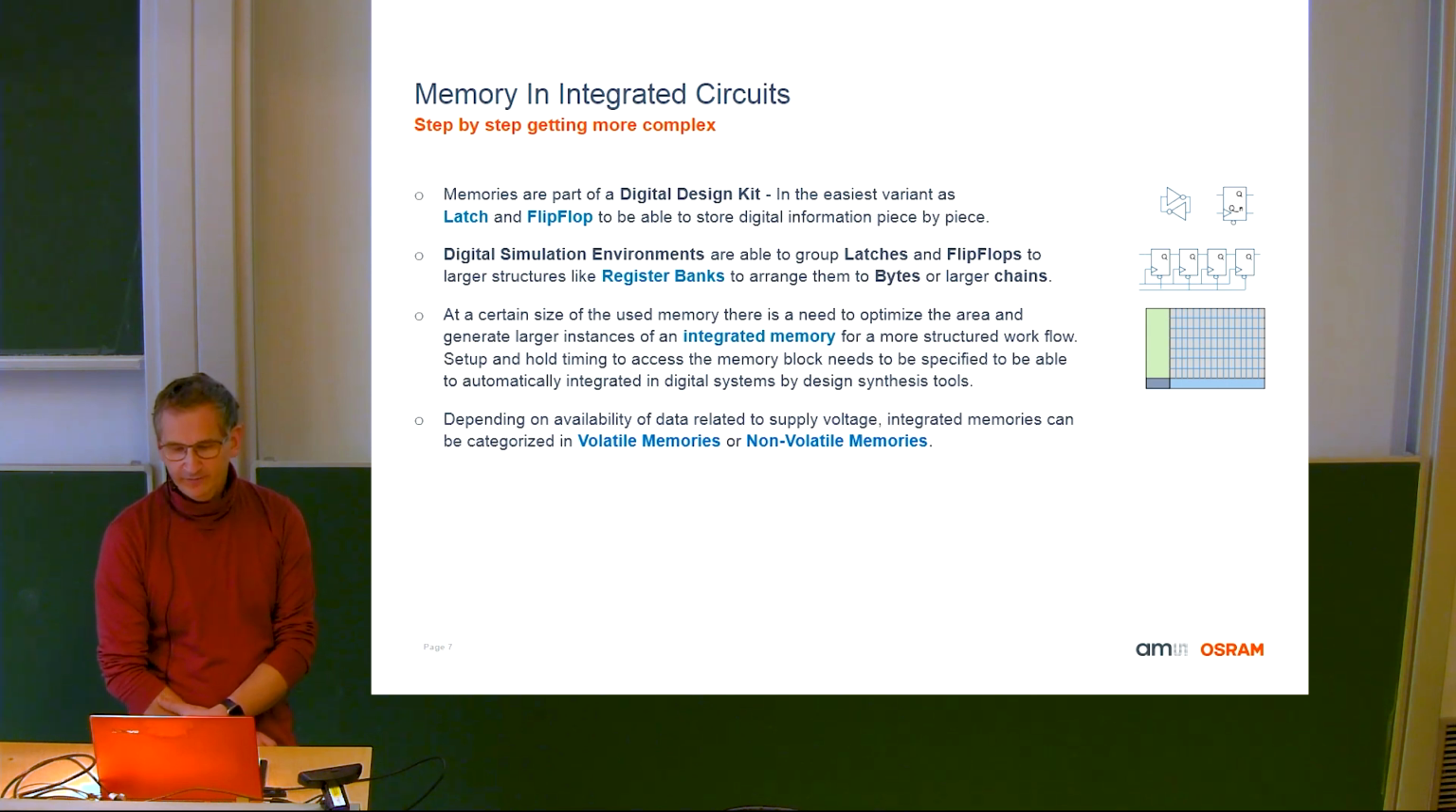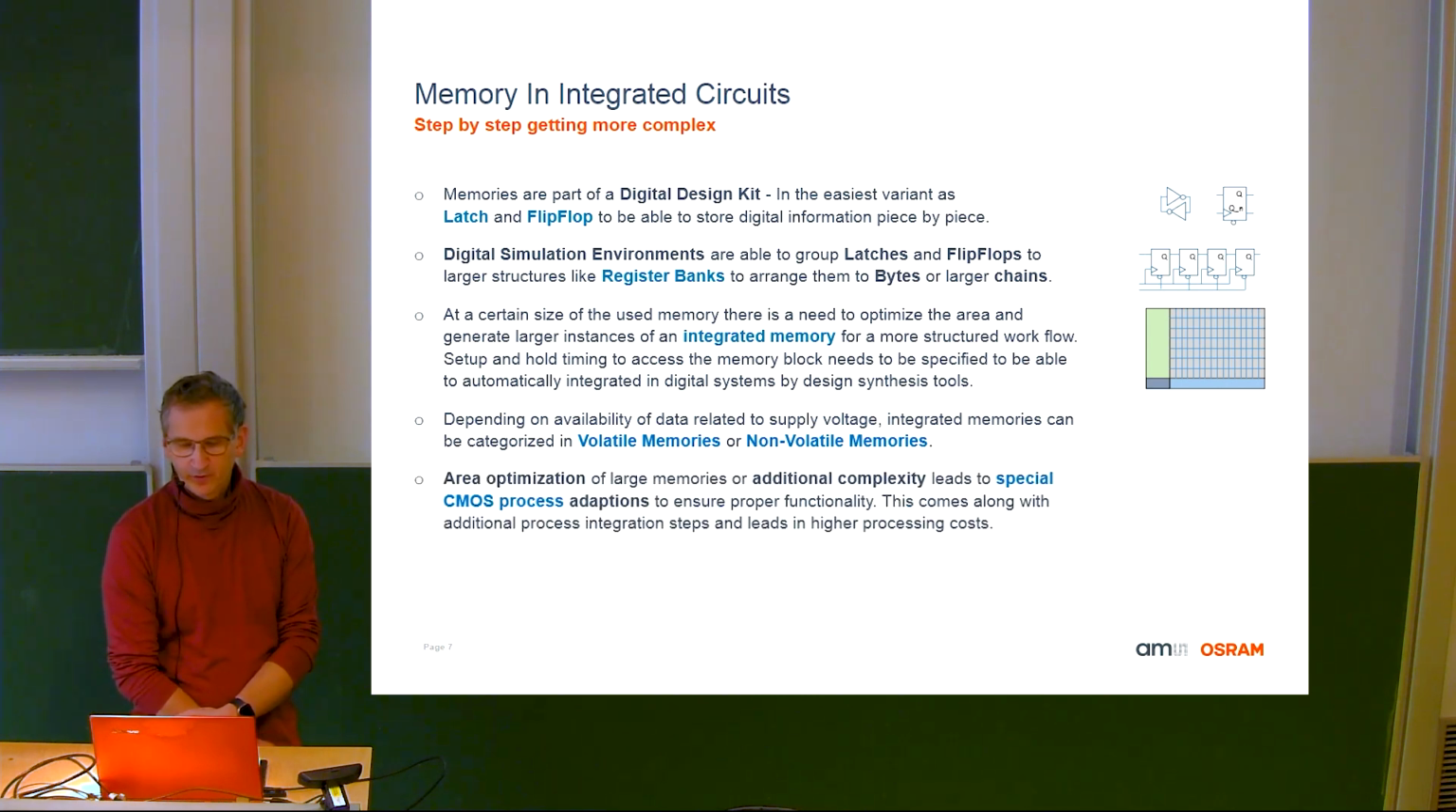And what you need to do of course depends on the availability. If you always have supply on, you can store the data. It's always stored actively. Typically, a latch is losing information if the supply is switched off. So therefore, you have to move from volatile memory to non-volatile memories.